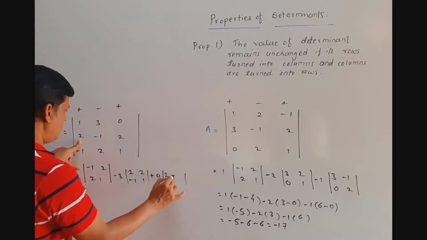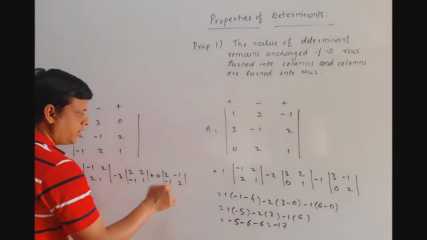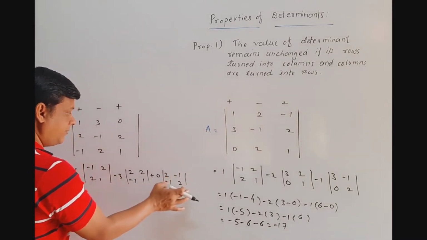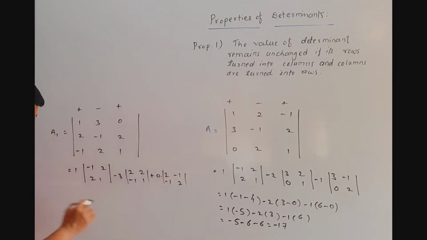So write 2, minus 1, minus 1, 2. Actually there is no need to write this determinant. We get the value of this in multiplication as 0. So we get the third term as 0. But for your practice, you have to write this determinant.